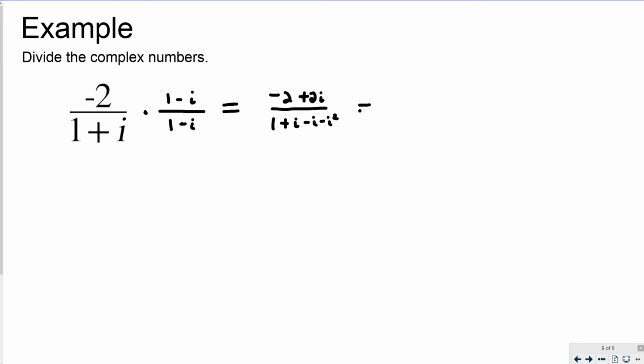So on the top, I'm going to be left with that negative 2 plus 2i. That was nice and easy to multiply out. But on the bottom, these i's are going to cancel. So I get 1 take away i squared. I know that i squared is equal to negative 1. So it's really saying 1 take away negative 1, or 2. So 2 is going to go on the bottom of my fraction here.